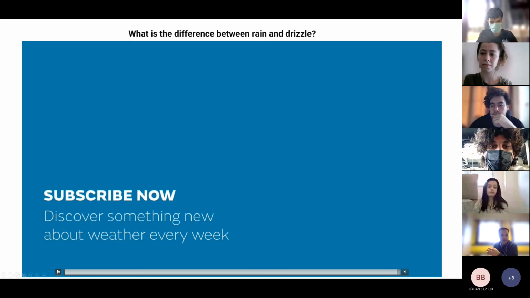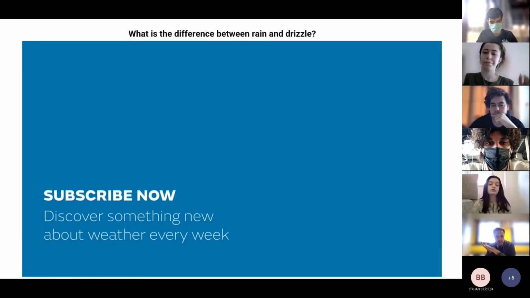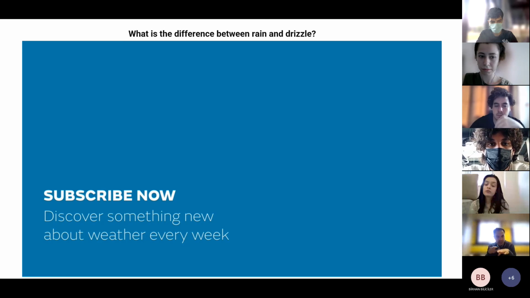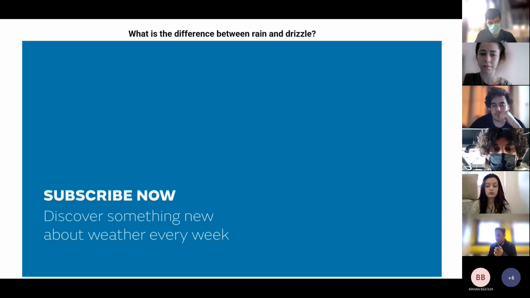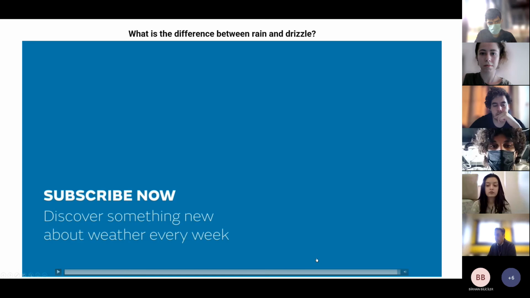The other way is to look at the puddles. Generally, due to non-uniformities on the ground, there are some places where rain collects. If those puddles grow in shape, grow and grow, but without any splashes, any sound of splash, it is drizzle. But if you see splashes, it is called rain.